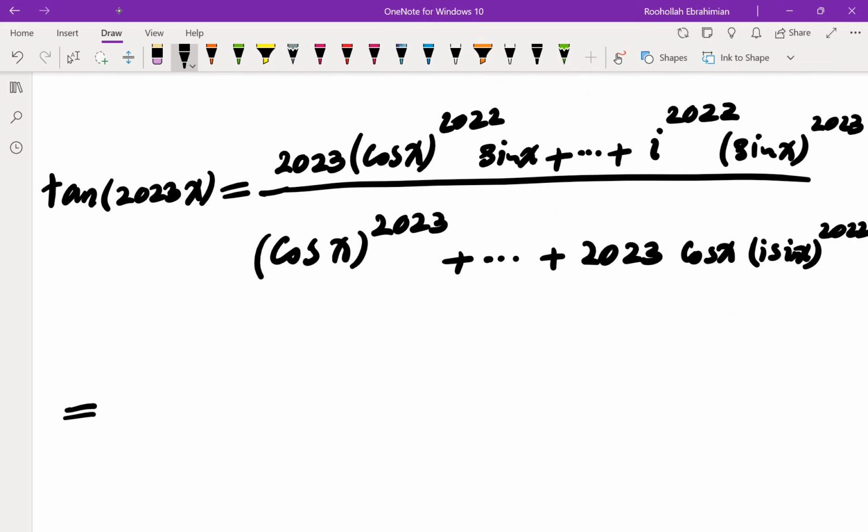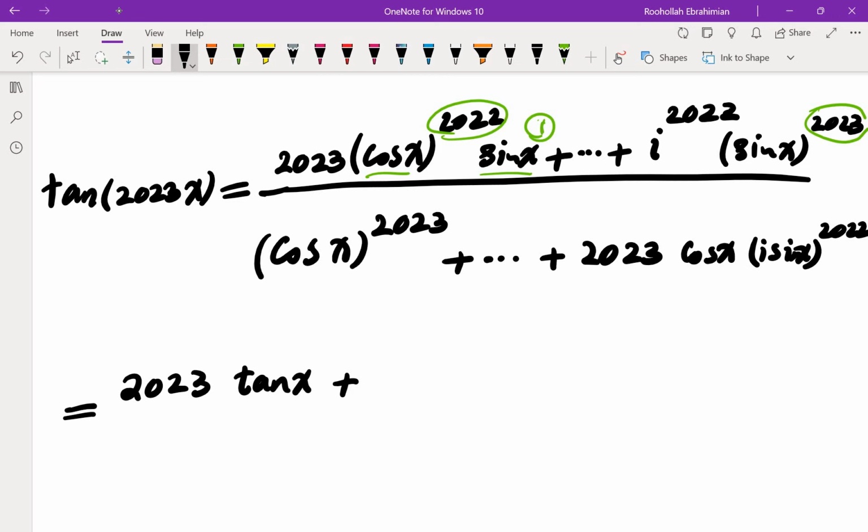Now we will have to write this in terms of tangent. So how do we turn these into terms of tangent? Let's divide the numerator and denominator by cosine of x to the power of 2023. If you look at all of these terms, the exponents add up to 2023. So if you divide the numerator by cosine of x to the power of 2023, you will get 2023 times tan of x.